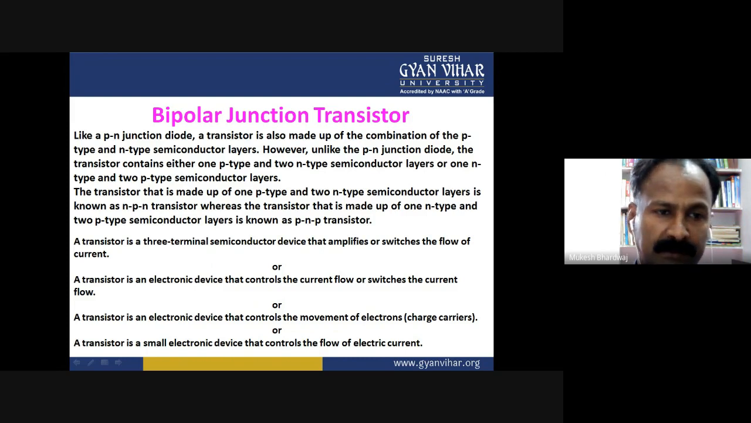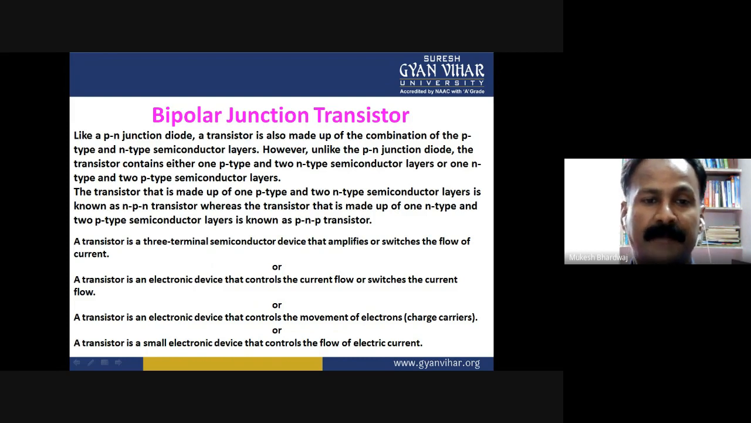So the definitions are like this. A transistor is a three-terminal semiconductor device that amplifies or switches the flow of current. So basically, the basic element for amplifiers is the BJT. Bipolar junction transistors are the basic element for amplifiers, or sometimes they can also be used for switching the flow of current.